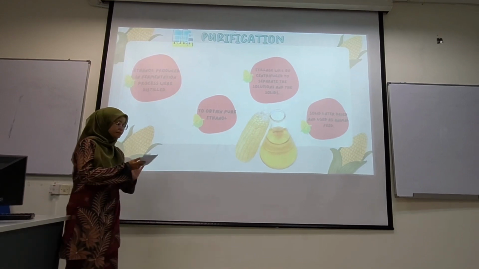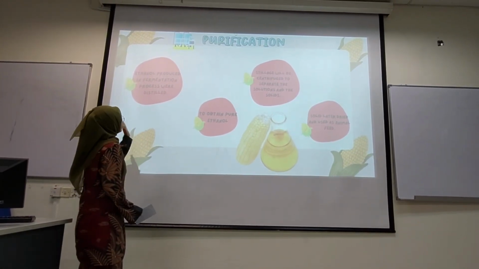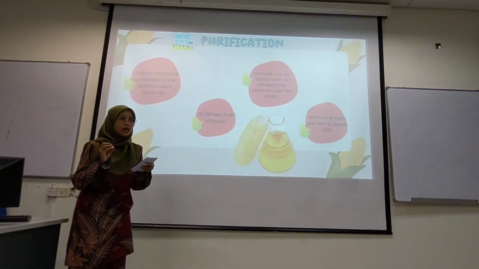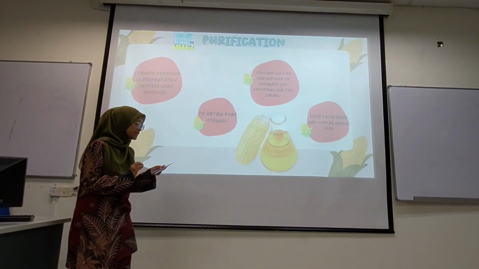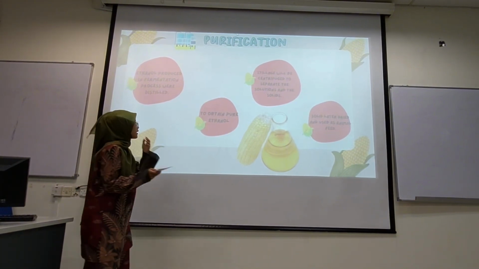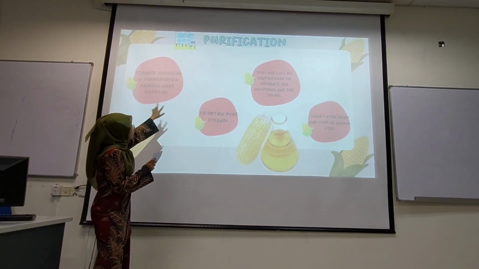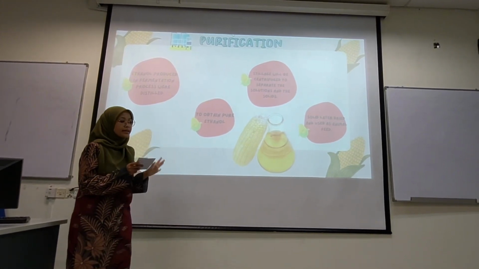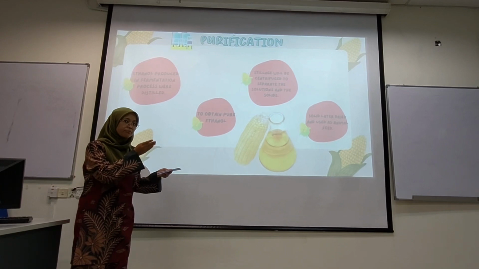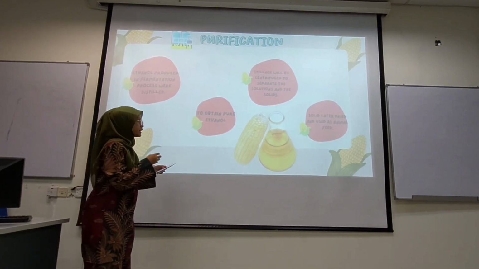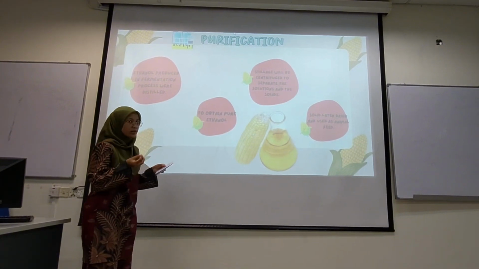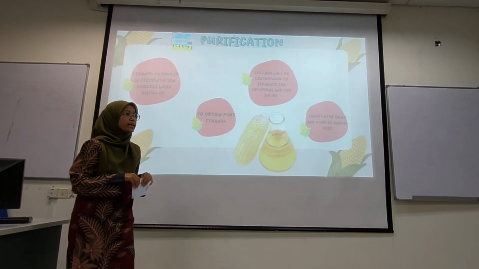So the last point is purification. Ethanol produced in the fermentation process is distilled. It means ethanol and co-products resulting from fermentation will be distilled to separate pure ethanol. So these two points combine: ethanol and co-products produced from fermentation, the previous process, and then we distill to produce pure ethanol. So actually this purification is more to get the pure ethanol.